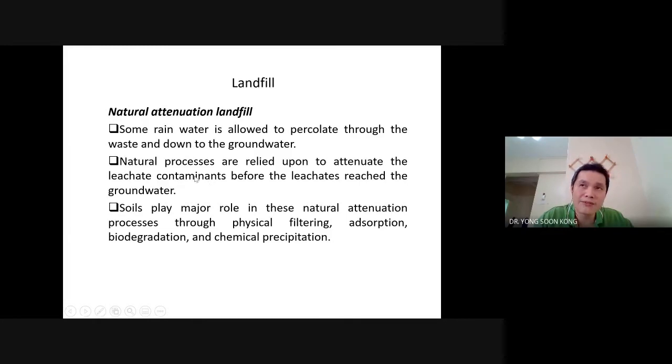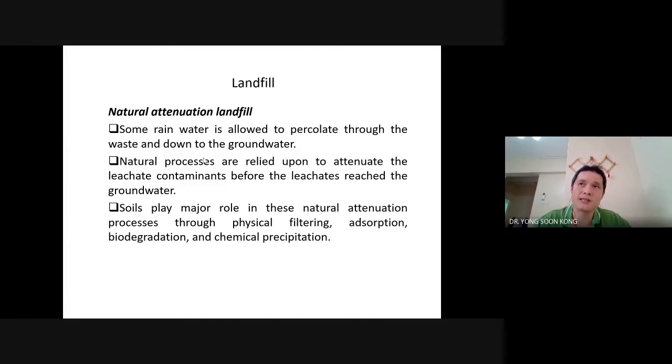natural attenuation landfills do not have what we call a boundary. A boundary is like a wall. Usually when you build a house or a structure, you have walls, right? But natural attenuation landfills do not have that. They probably have a bottom layer to decrease or limit the outflow of leachate.